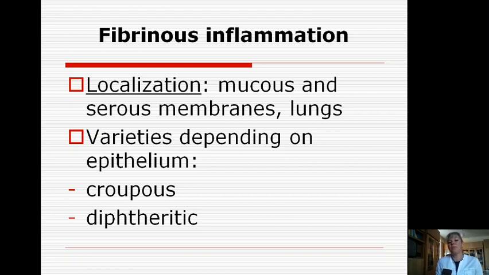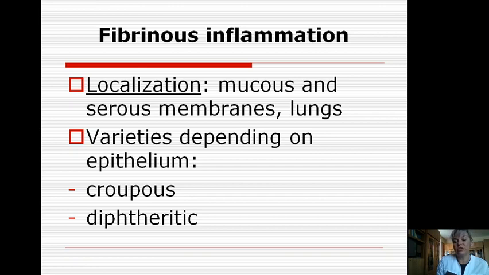The next type, fibrinous inflammation. Localization in mucous and serous membranes, rarely in the lungs. If we see accumulation of fibrinous inflammation in the mucous membrane, we can see 2 variants, croupous and diphtheritic. Croupous in the single epithelium, in the prismatic epithelium, for example, in the trachea, bronchi.